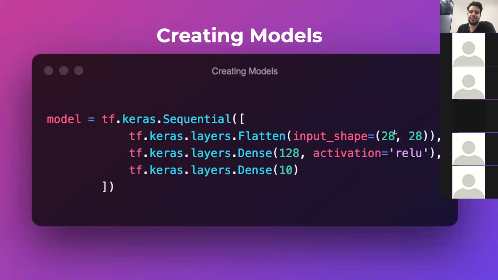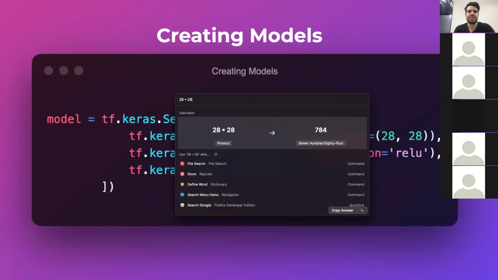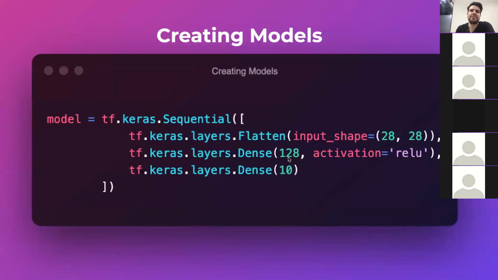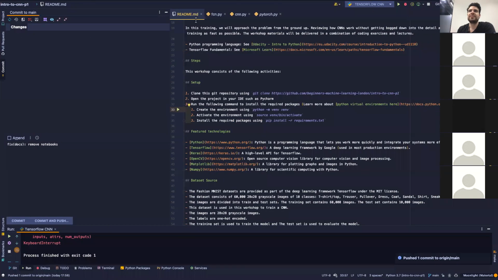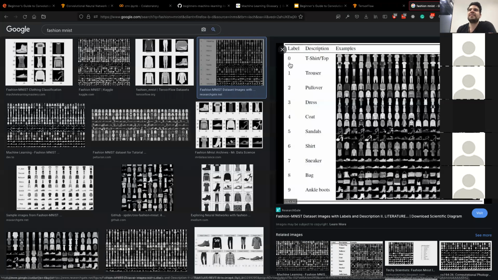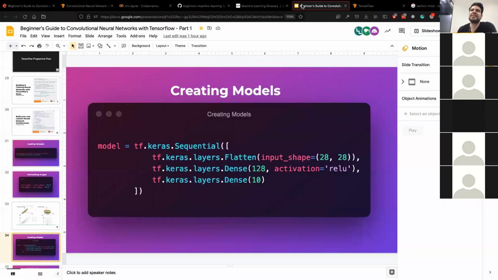So remember, we have a 28 by 28 image. So the first layer is 784 nodes. The second layer is 128 nodes, and it's a hidden layer. And then the third layer is 10 nodes. It's because we have 10 classes, remember? So if I go back to the Fashion MNIST, we have 10 labels, 0 to 9. That's why for the last layer, you need 10 output nodes. Each node represents that specific label.